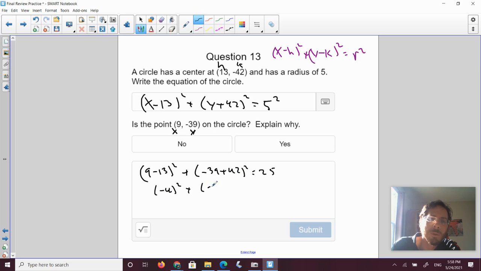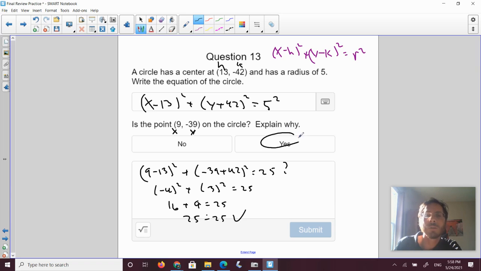Negative 39 plus 42 is 3. Negative 4 squared is 16. 3 squared is 9. But 16 plus 9 is 25. So 25 does equal 25, so we would say yes. And our reason would be that we satisfied the equation.